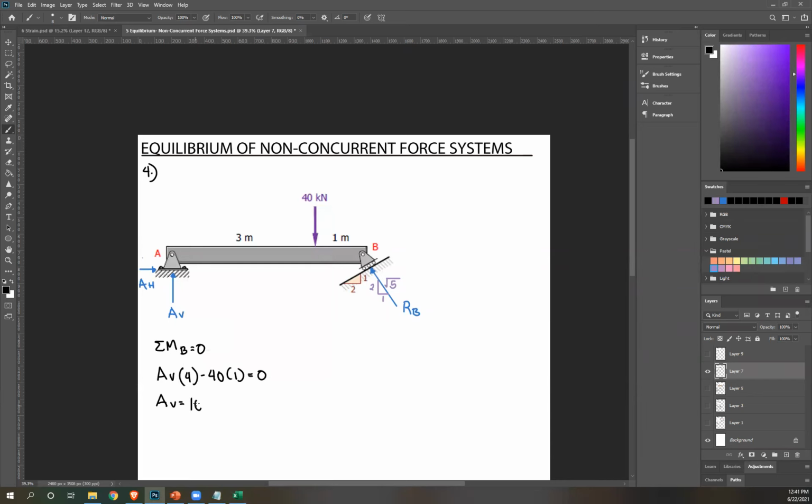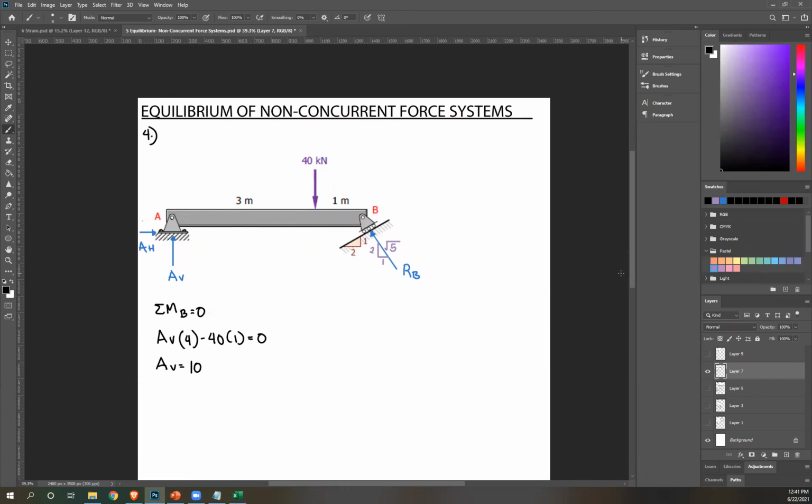Now that's not what we need. We need the total reaction at A. So meaning I need to find out what AH is. To get AH, I'm going to use summation of forces horizontal. Okay? AH is to the right, so positive AH.